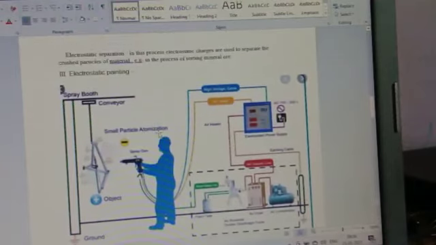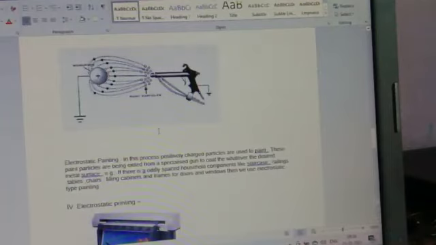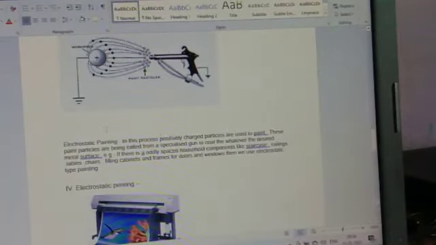And the third is electrostatic painting. Electrostatic painting is the type of painting which is done by electrostatic force. In this process, positively charged particles are used to paint. These paint particles are ejected from a specialized gun to coat the desired metal surface.